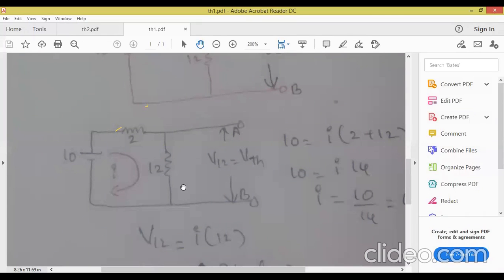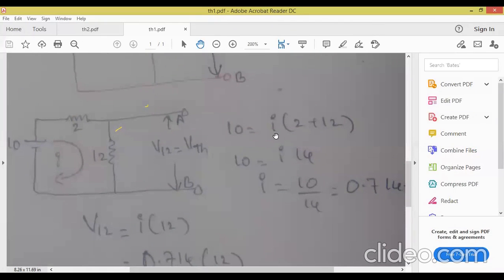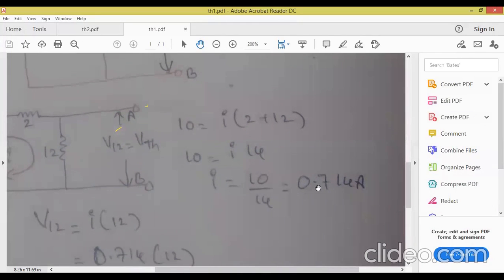Okay. So how to solve this circuit? Now you tell me, all of you. Assume the current and apply the KVL. That is 10 is equal to I into 2 plus 2, I is equal to 0.714. Is it clear, all of you? This one you can do.